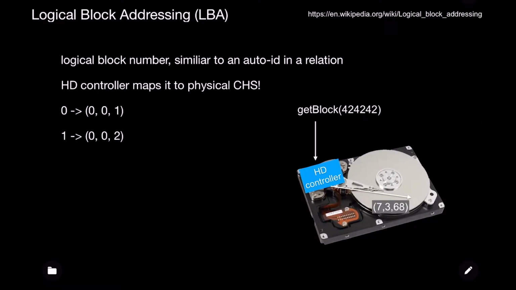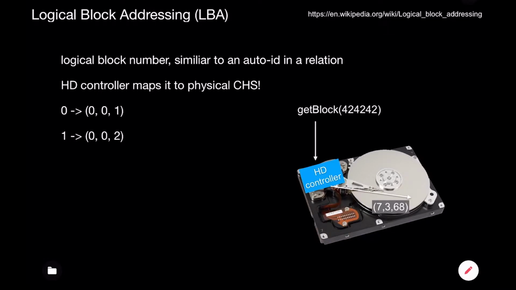Today what is used is logical block addressing. That's a bit like if you create a relation in a database system, you have these auto ID fields. They're just an integer numbering from 0 to whatever. That's basically the same thing here. So how you address a device is something like that. You say, okay, give me block 42. And then there's a mini computer called the hard disk controller inside that device that will translate that to the right CHS physical address on that disk, and will do the things that are necessary to retrieve the data or write data to that right position.